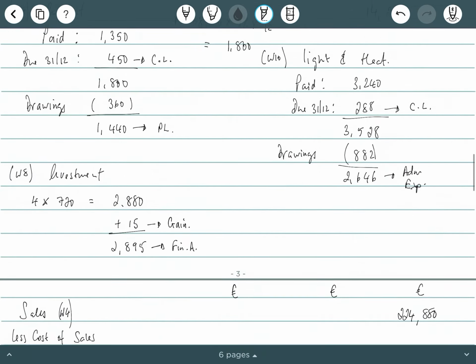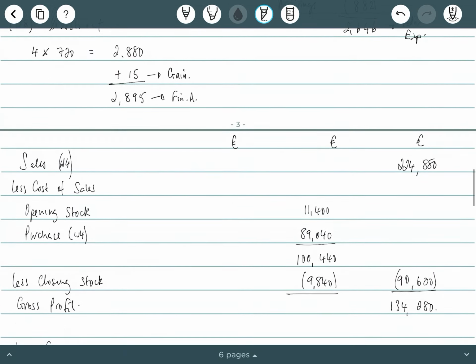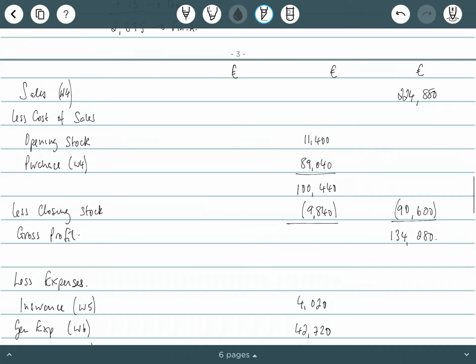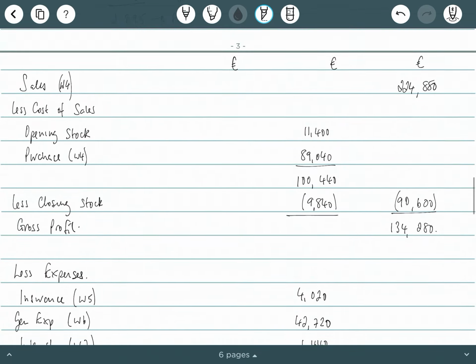A couple of things to note when you actually get into the trading profit and loss and balance sheet. Your sales figure came from working 4 in the first part of these workings. Okay, your opening stock is in the question. Purchases came from your working. Okay, less your closing stock, you get cost of goods sold.